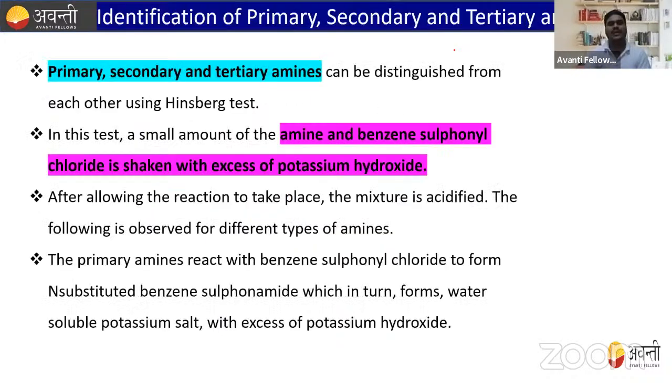Now we have to look at the identification of primary, secondary, and tertiary amines. So let's see how you will identify the primary, secondary, and tertiary amines.